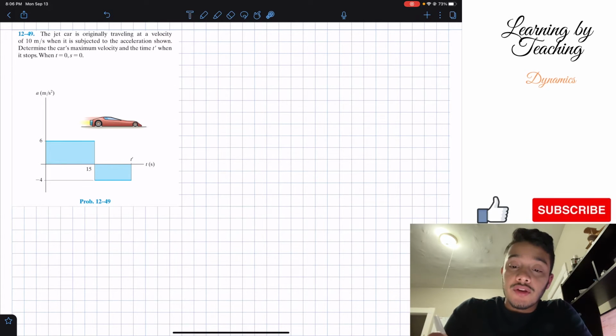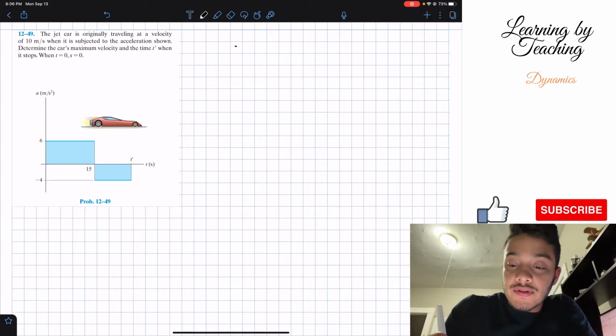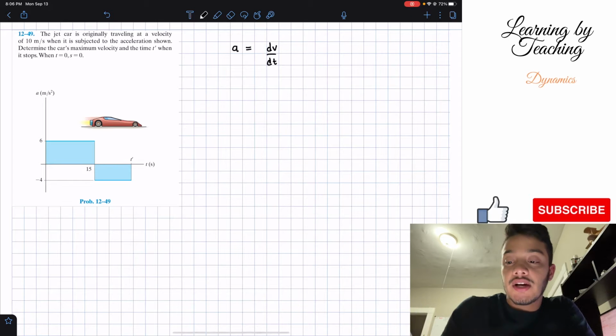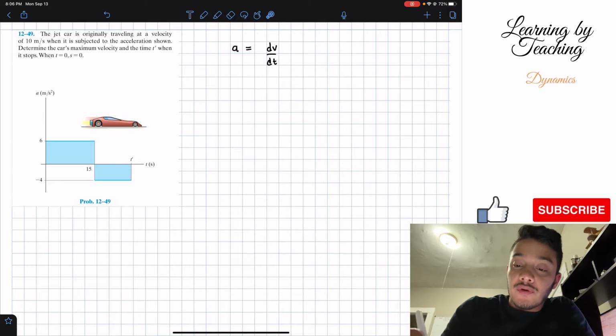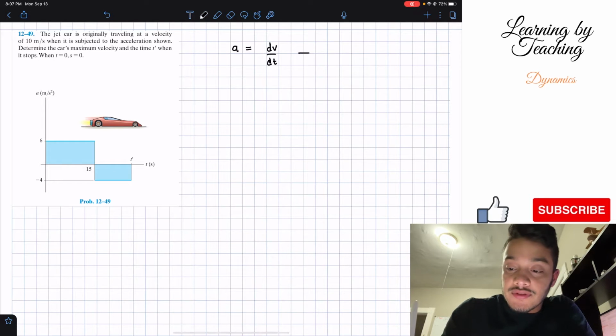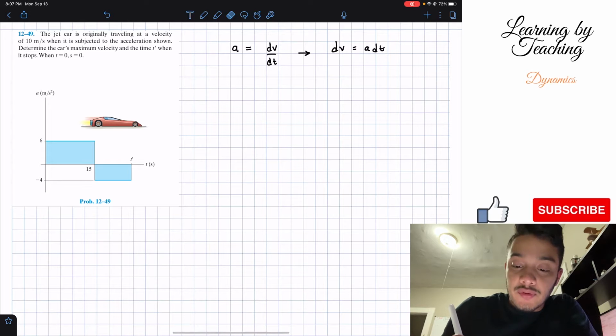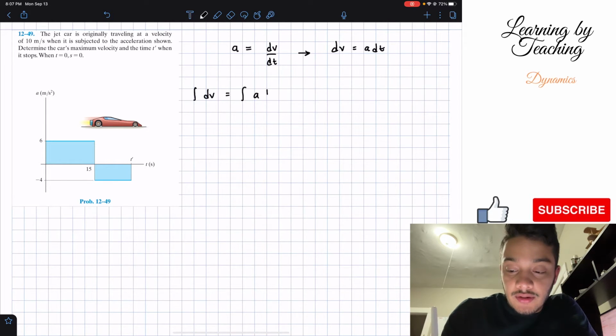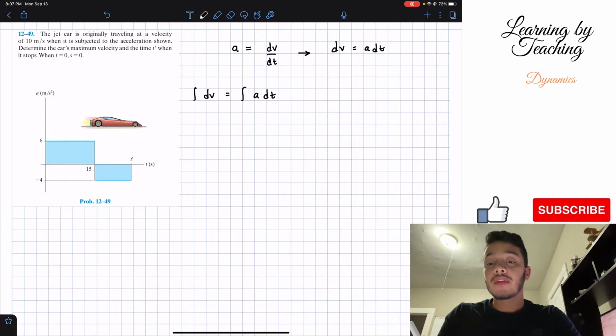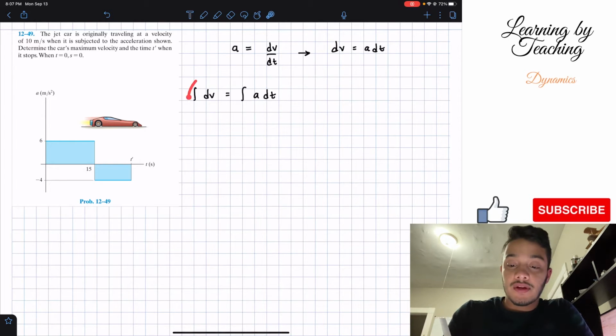So in order to solve this problem, what we need to know is that our acceleration is equal to the derivative of velocity with respect to our time. And since our main goal is to find the velocity, therefore we need to solve for our change in velocity. So it has to be equal to our acceleration times the change in time. And if we perform an integral on both sides, the integral of the change in velocity has to be equal to the integral of our acceleration times our change in time. And then we will be able to solve for our velocity, okay?